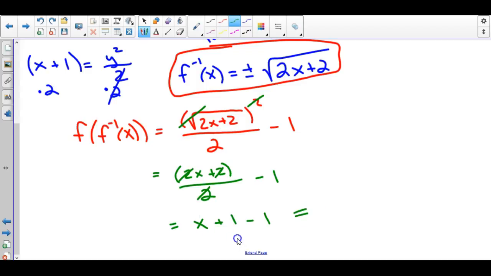And then x plus 1 minus 1. These are addition and subtraction, so those are inverses, and I'm left with just x. And that's what we really wanted, was for our composition to come out as just x, since the functions basically undid each other.